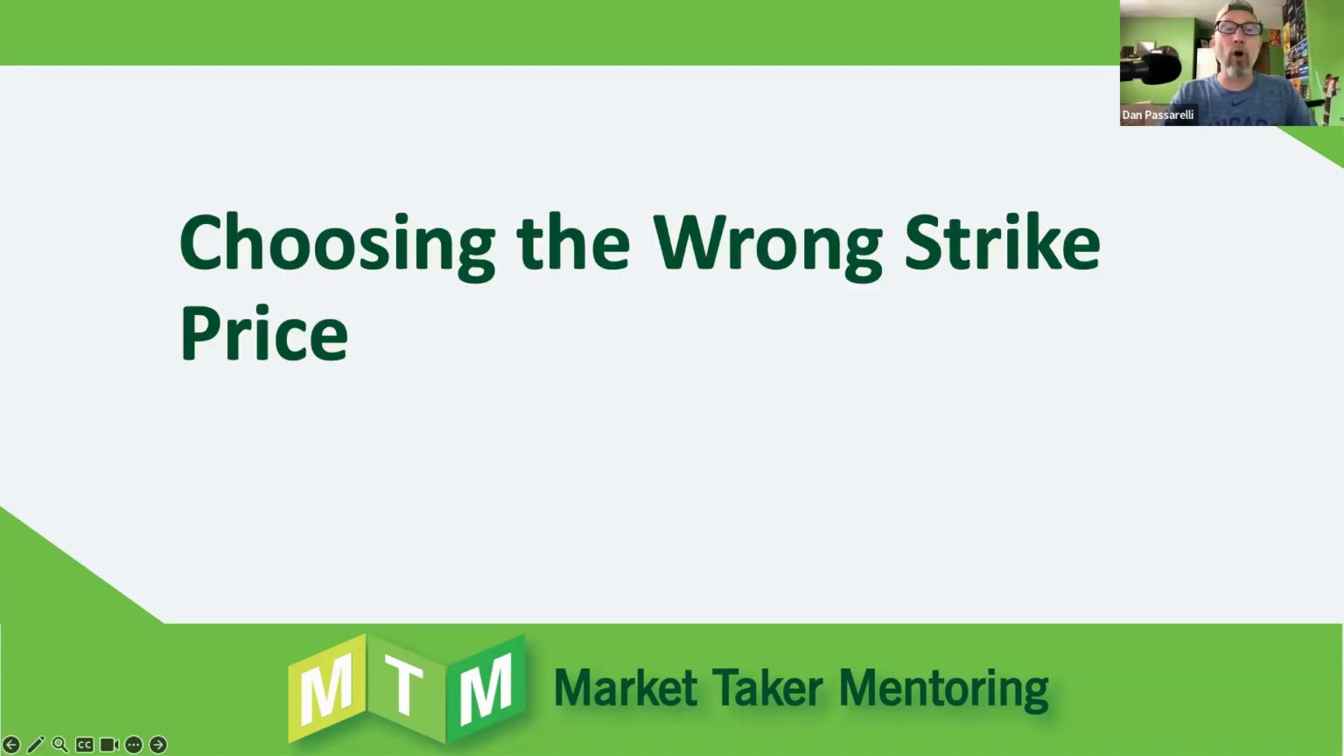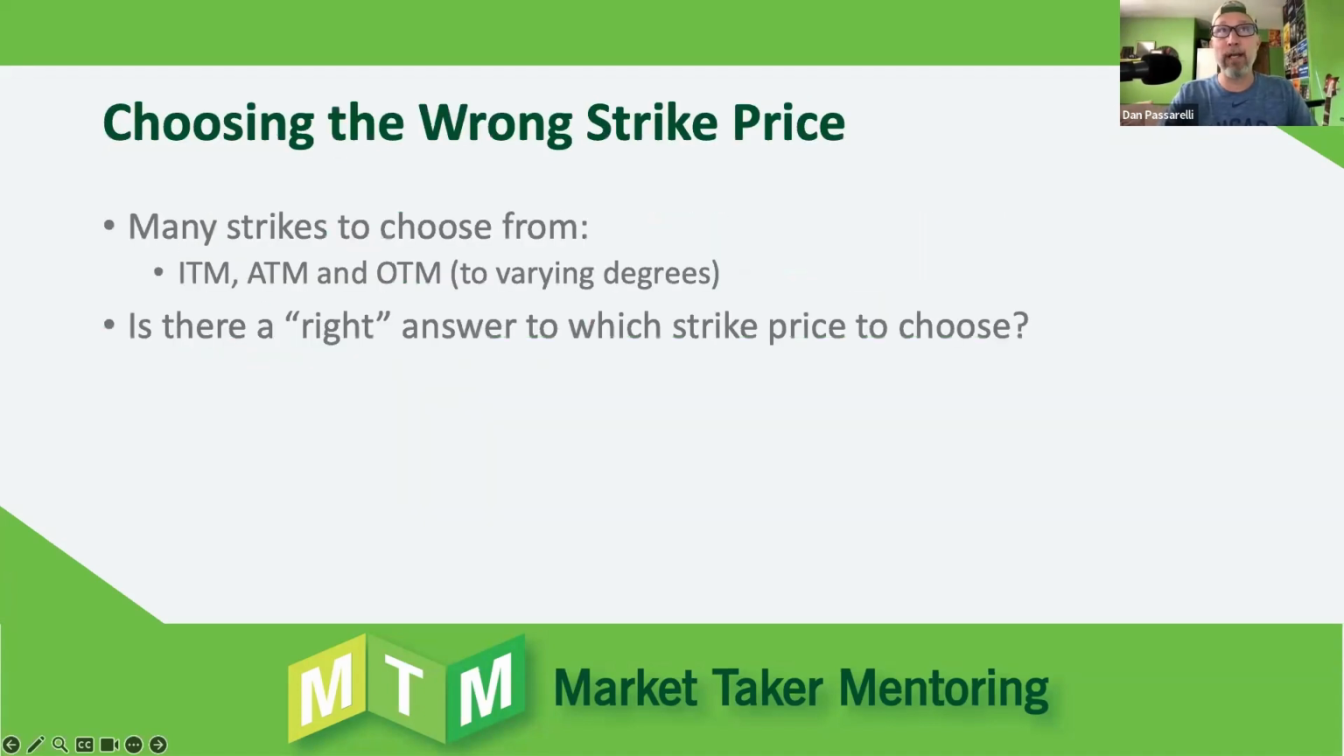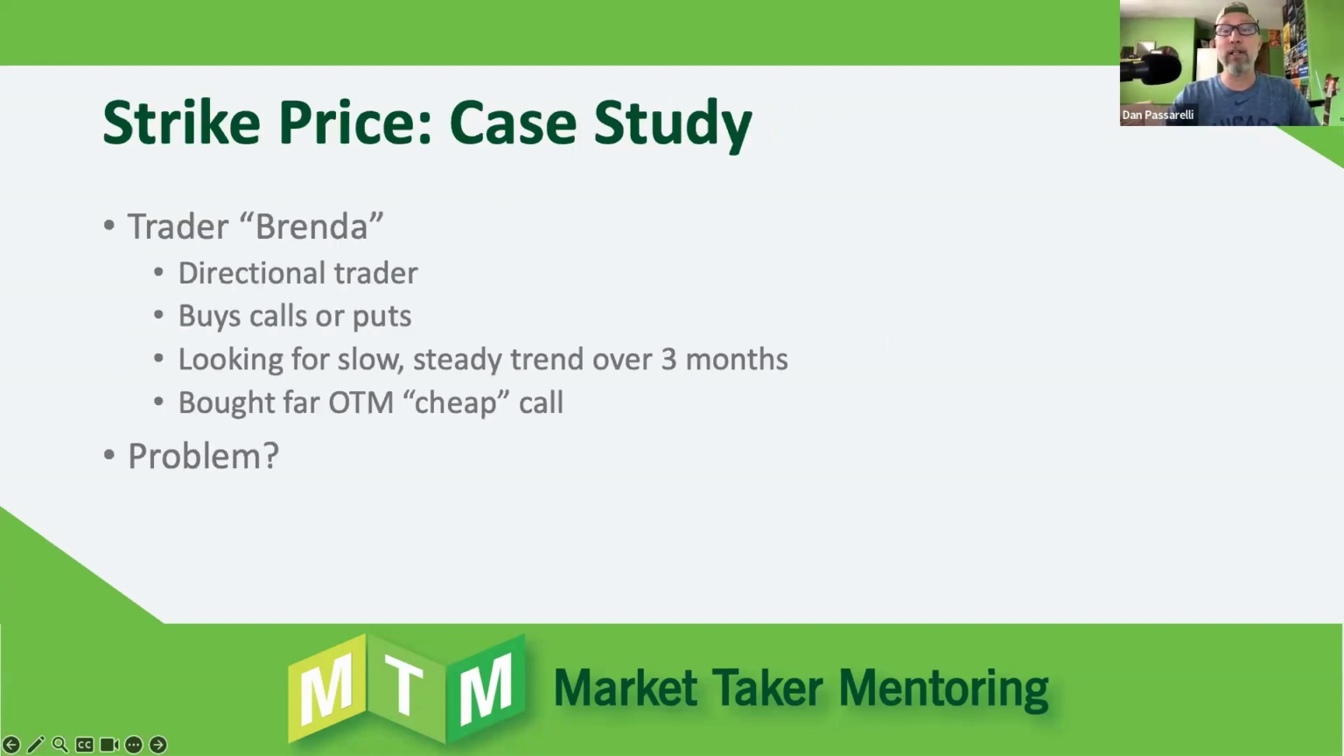Okay, how about choosing the wrong strike price? That's a big deal too. You log into your Firstrade account and you see, oh my goodness, look at all these different strike prices. How am I going to choose which one? Let alone all the expirations, but like, I want to buy some calls. Do I buy the in the money, the at the money, the out of the money? There's a different answer depending on different things. Is there a right answer? There are several right answers. It depends on the situation.